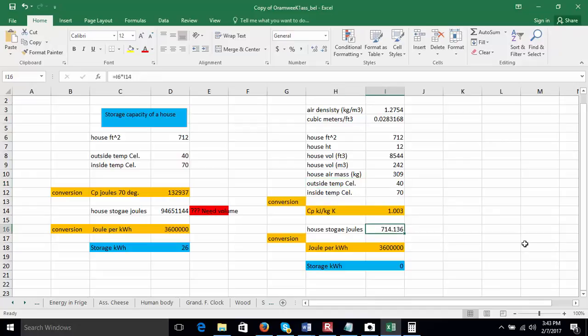712? Yeah. So the storage in joules is actually going to be kilojoules, so it's C sub P times the mass times the delta T, outside minus inside. All right, so I've got heat capacity times the mass times the delta T all day long.